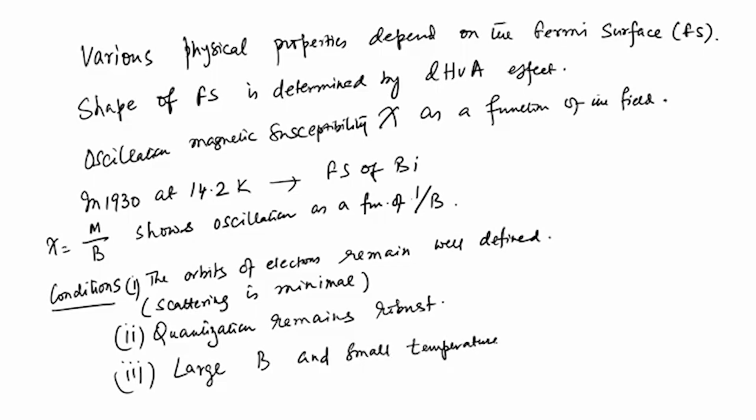And small temperature, because the thermal effect should not smear the Fermi surface completely. So, we should be at very low temperature. Okay. We will just come to this in a moment, and let me do a simple-minded analysis and keep the analysis as simple as we can.